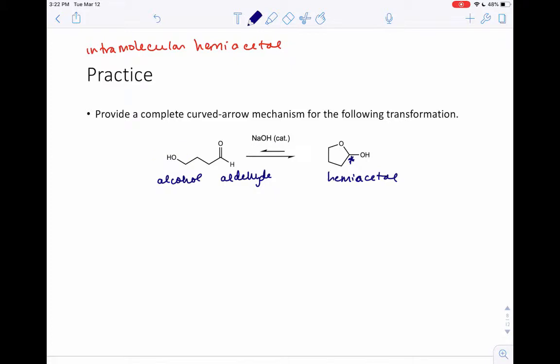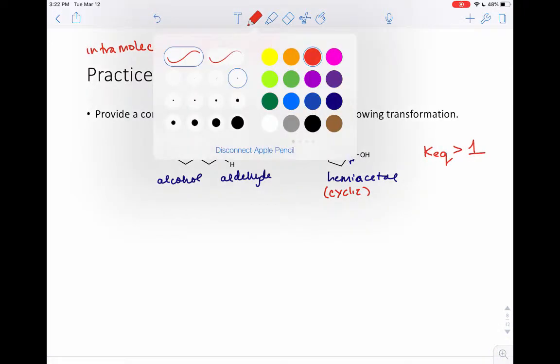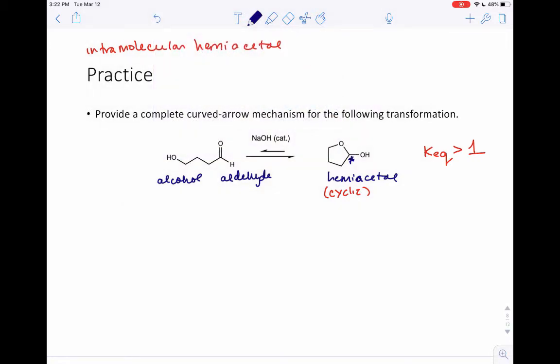Okay, let me just tell you the fun fact about intramolecular hemiacetal formation. When you have an alcohol and the aldehyde in the same molecule, it's going to make a ring. That's why it's called intramolecular. And the cyclic hemiacetals, typically these are actually favored at equilibrium. So the equilibrium constant for this reaction is greater than 1. So that's pretty cool. And we'll learn about why this is so important later in the semester.